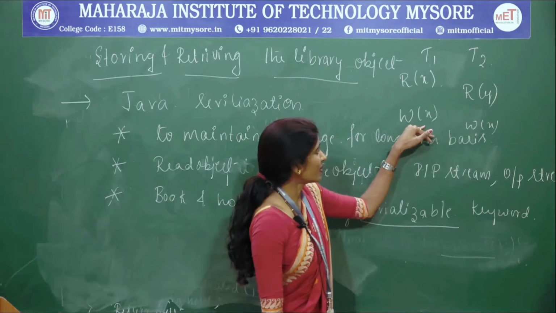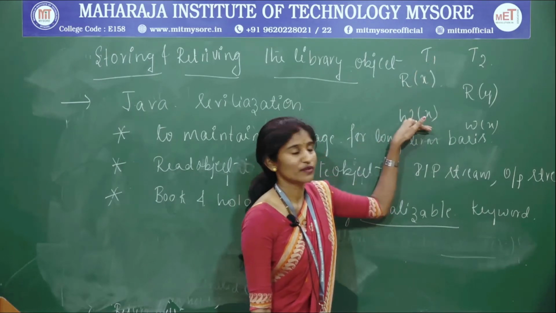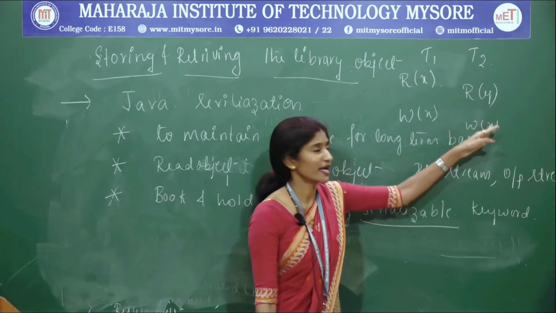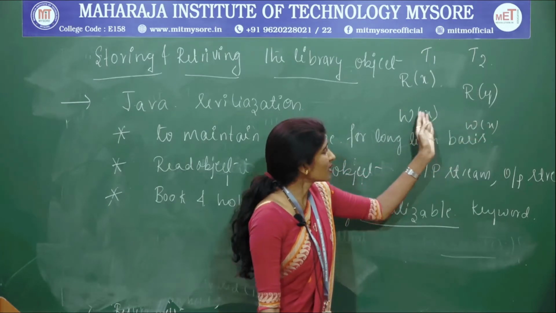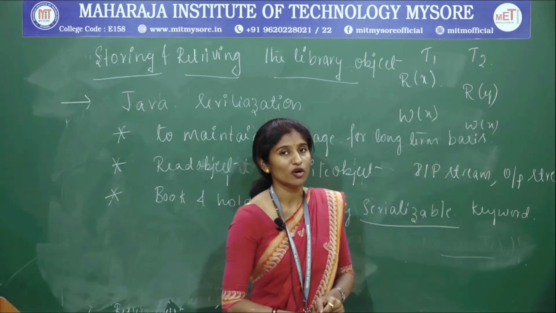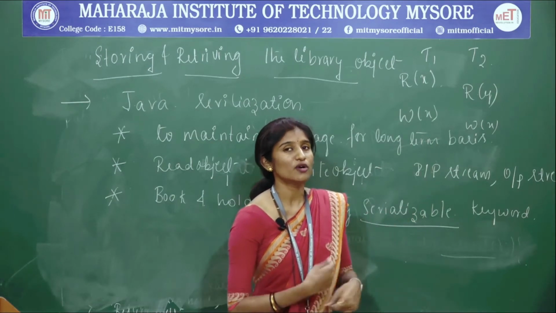See here, if you have a write X on this particular transaction 1, and you have another transaction 2 with the same write X operation, then both are in writing operations one after the other, immediately. So that will give rise to conflicts.